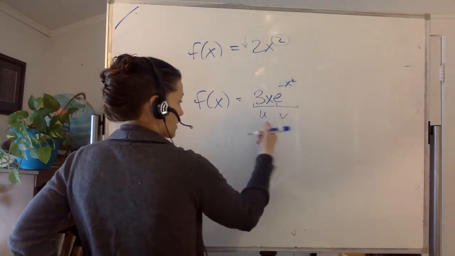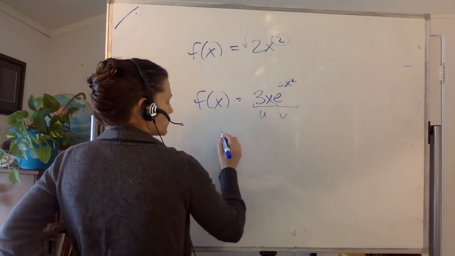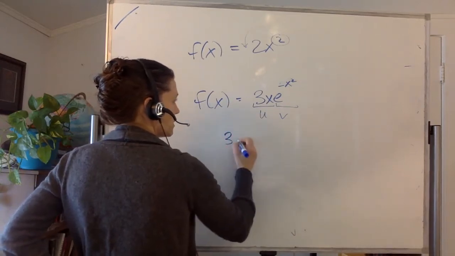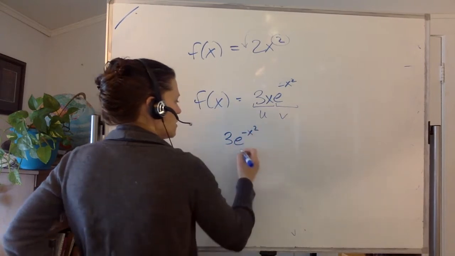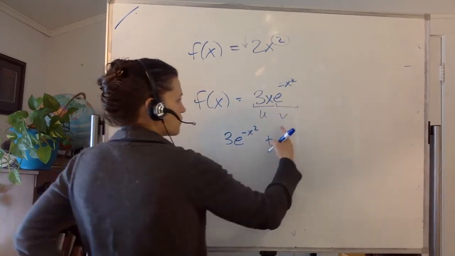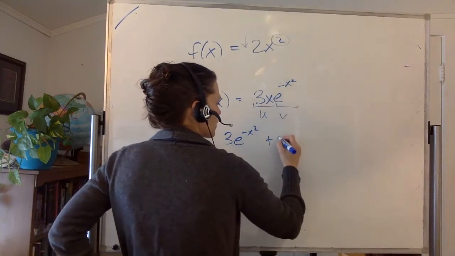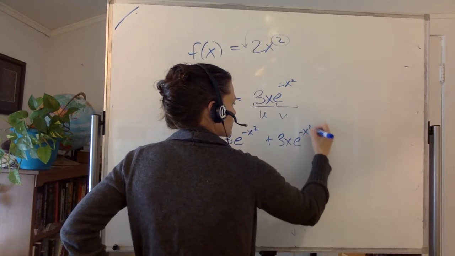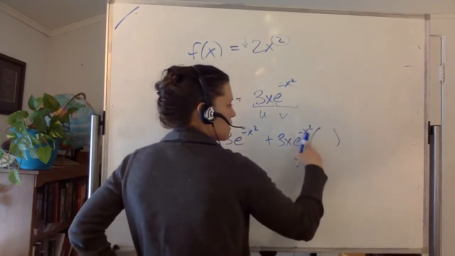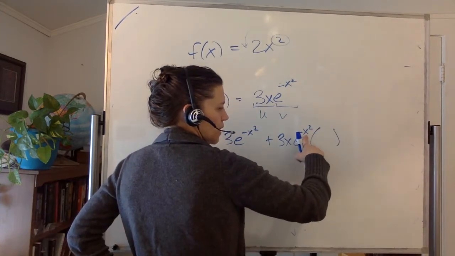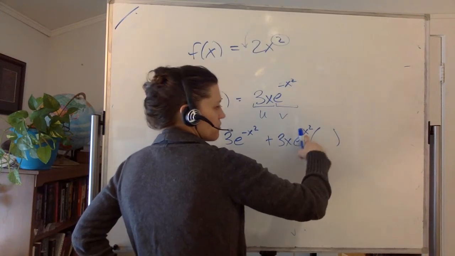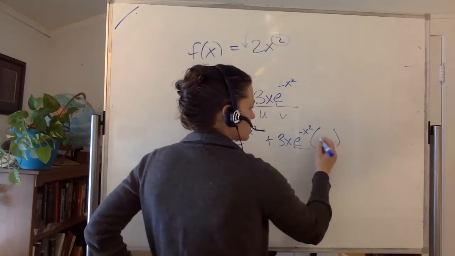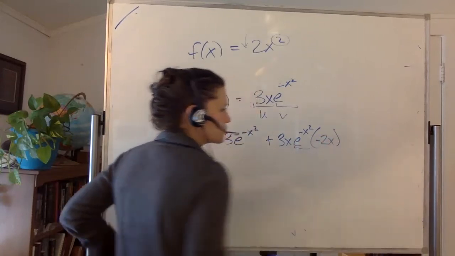So the derivative, we're going to do product rule and chain rule together. So we've got du/dx, so that's 3 times e to the minus x squared, plus the derivative of v, so that gives us 3x, times our u, e to the minus x squared. Then we multiply by the derivative of the exponent. So this is a chain rule associated with taking the derivative of an exponential. This becomes minus 2x.